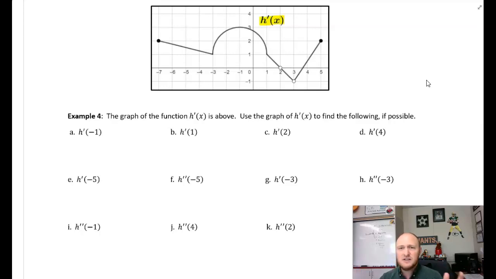But what does h of x look like? I don't know. I don't care. They give me this. I'm going to use this information that they give me. This is h prime of x, okay? So they say use the graph of h prime of x to find the following if possible.